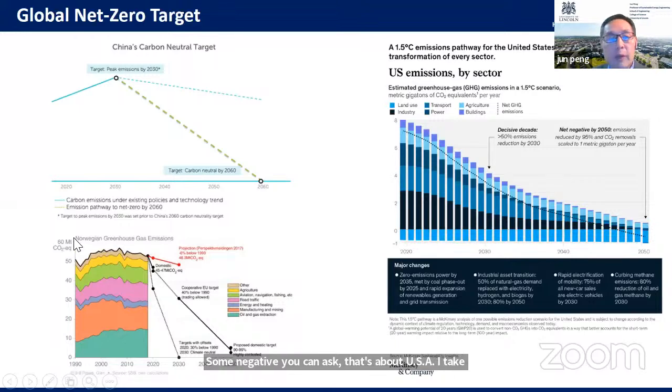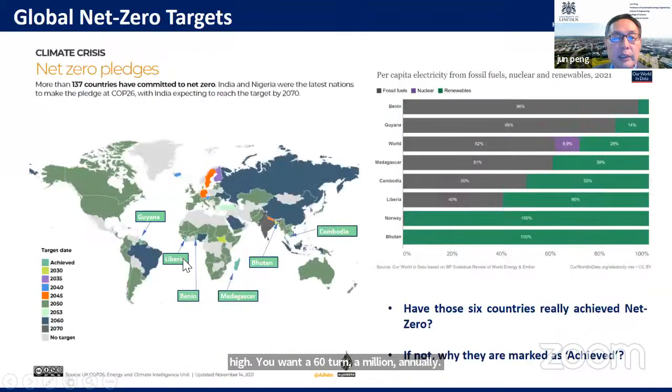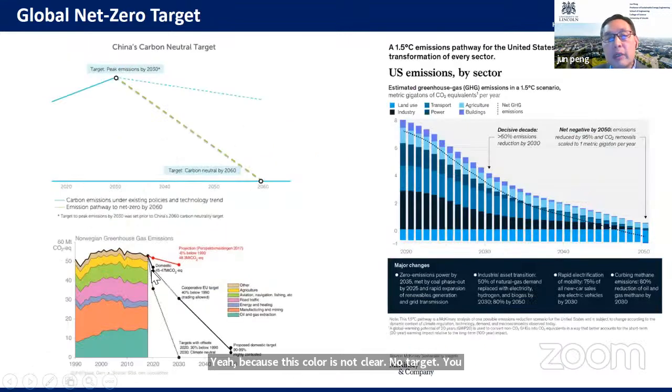Later I will give you a reason why I take Norway as an example. Norway's total greenhouse gas emissions are not very high, about 60 million tons annually. Currently, Norway is not very clear on this slide here; the color is not clear, no target. But Norway is running very well.